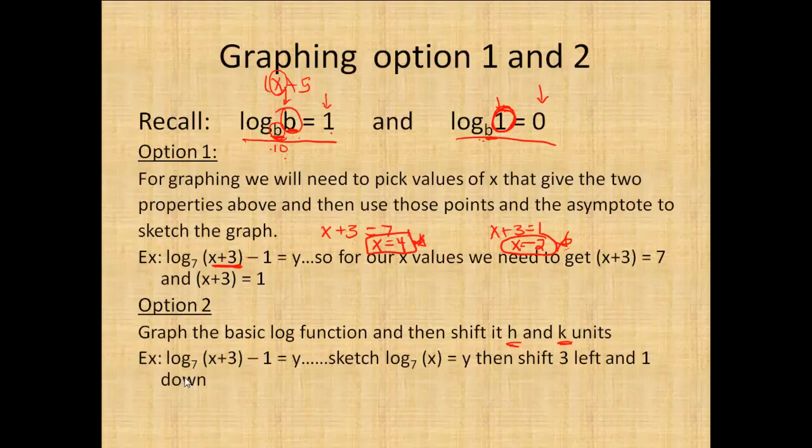So if we were graphing this one again, log base 7 of x plus 3 minus 1 equals y, we would just sketch this one first. So we would get rid of all the shifts of it, and then once we get that sketched lightly, we would shift it 3 units left and then 1 unit down. So either way will work just fine. We're going to do both options.